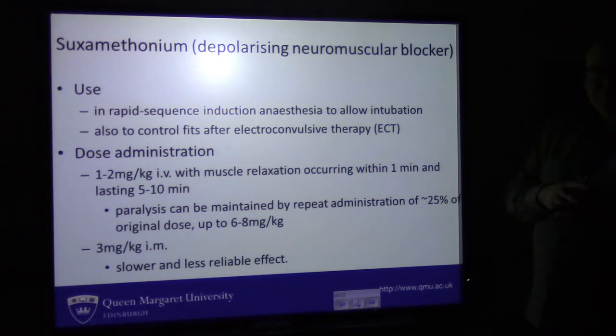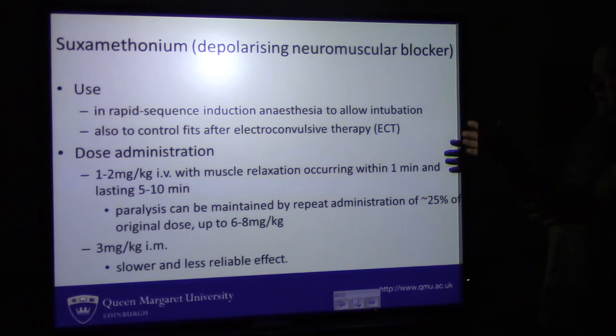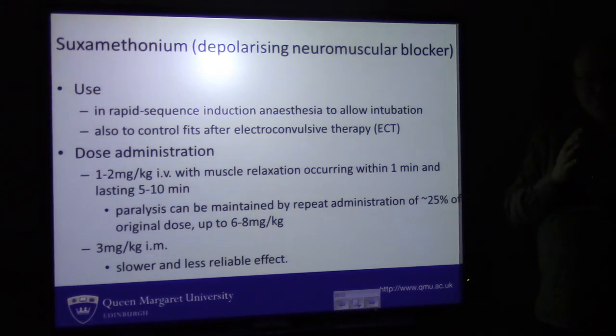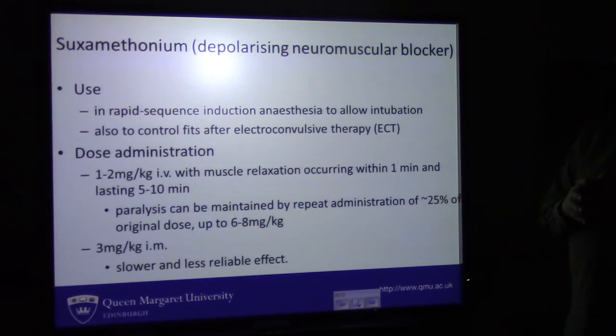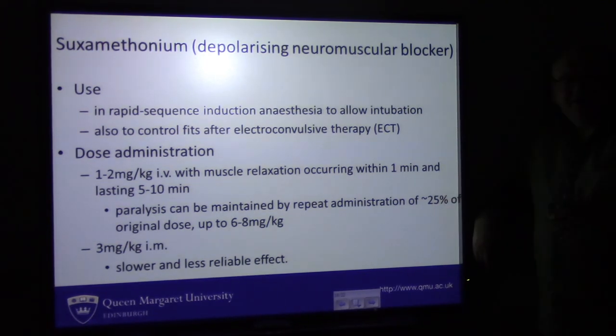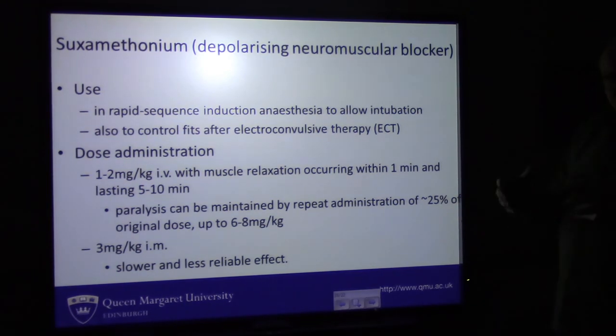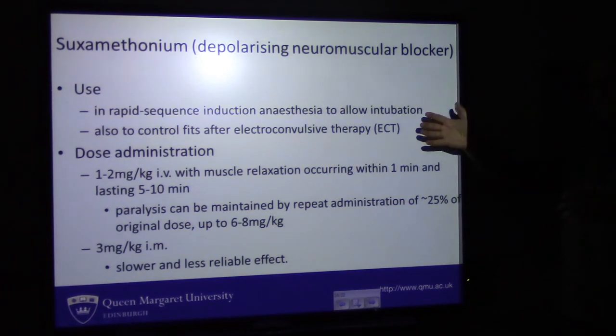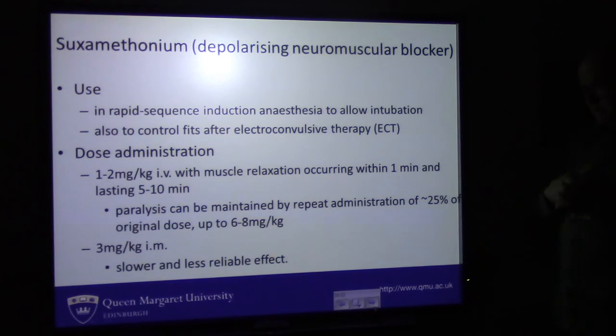It's also useful as a muscle relaxant to stop excessive contraction of skeletal muscle when a patient's getting electroconvulsive therapy or ECT. The doses we're talking about here are about 1 to 2 milligrams per kilogram IV, and you'll get the onset of the relaxation within about 1 minute, and it lasts 5 to 10 minutes. So this is obviously for relatively short-term procedures or quick fixes for something like the anticonvulsive impact that we talked about.